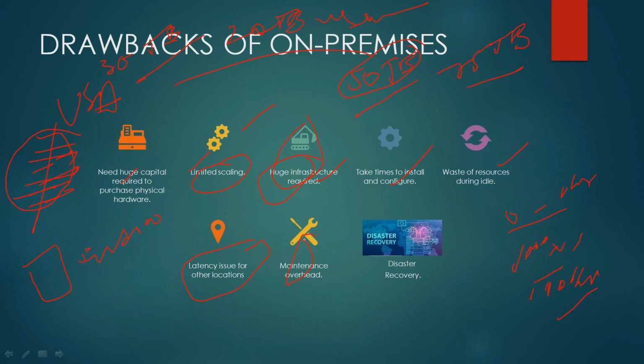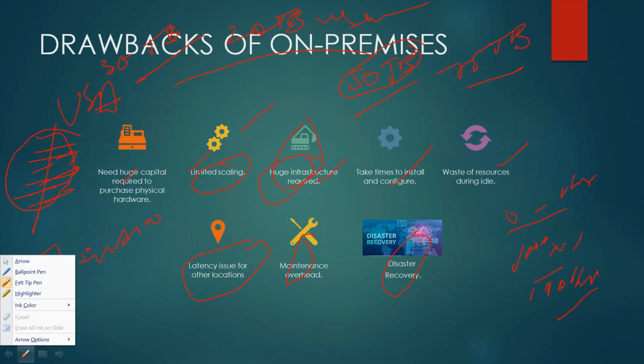Maintenance overhead: anything will be a problem, you need to take care of everything. If anything happens to your data center, it will collapse, and there is no disaster recovery also. So these are the most important points.